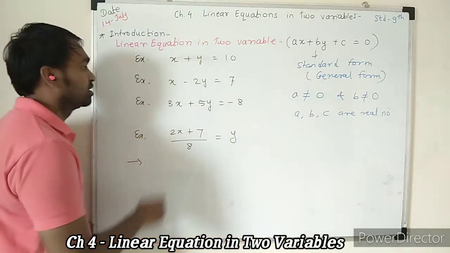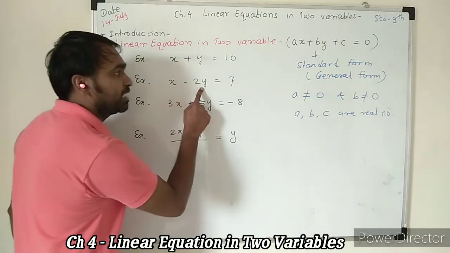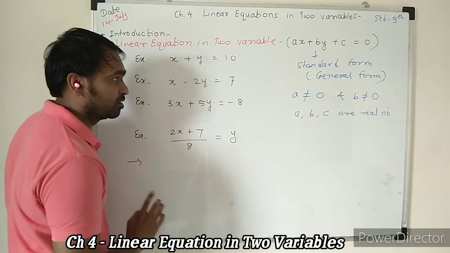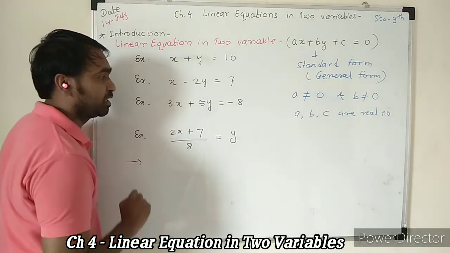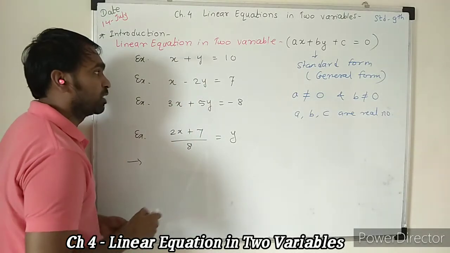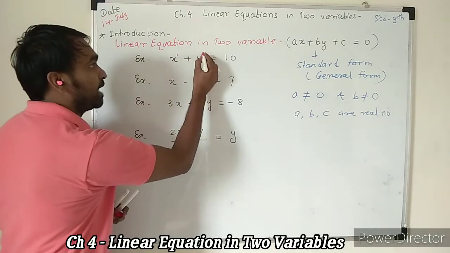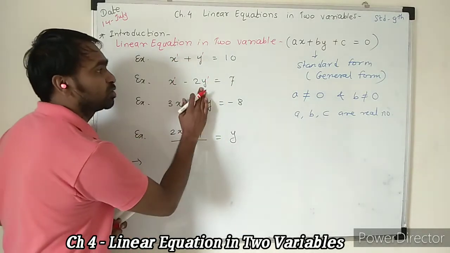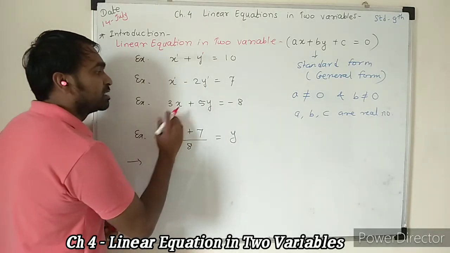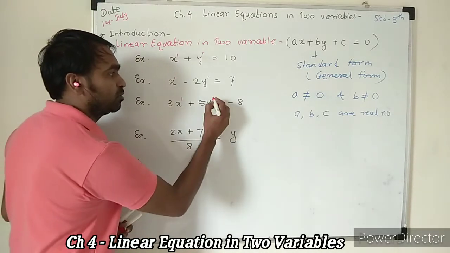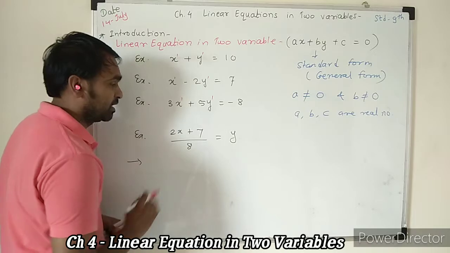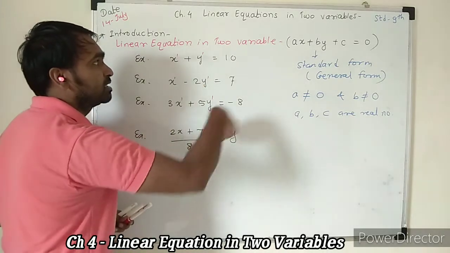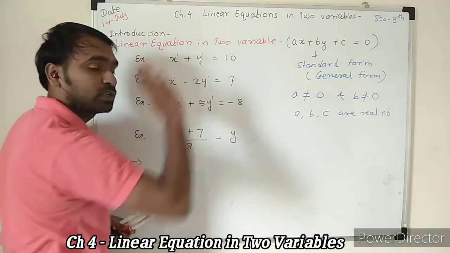Okay. Now see one more example: x minus 2y is equal to 7. Here also two variables are used and the power is 1, meaning x raised to 1 and y raised to 1. So x minus 2y is equal to 7. Next, 3x plus 5y is equal to minus 8. This is a linear equation in two variables.